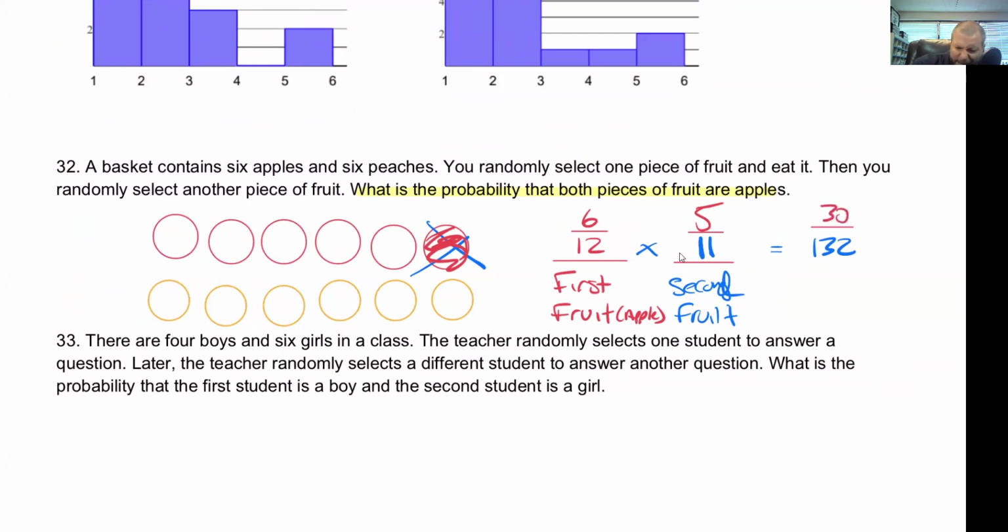Now this is going to simplify down a little bit, right? The best way would have been recognized that this is like a half. A half times 5/11 is going to be 5 over 22. That's going to be the probability that both of those pieces of fruit were apples, assuming that we chose them like independently.